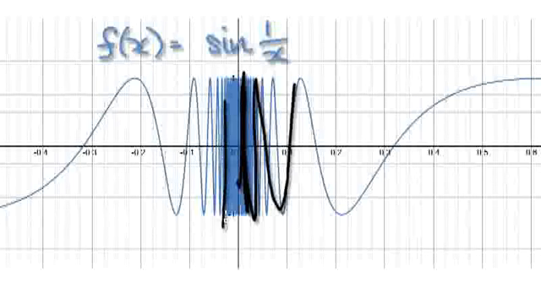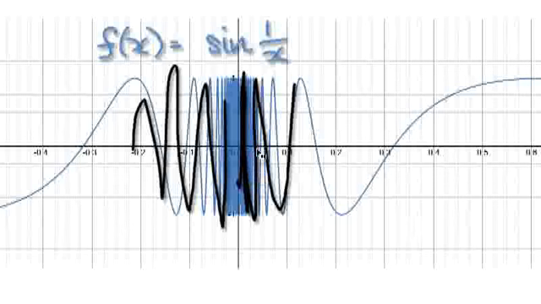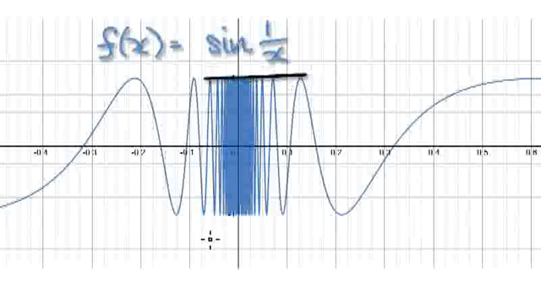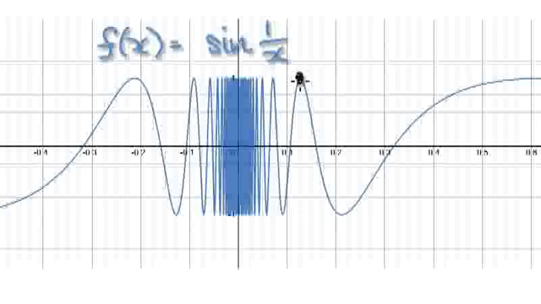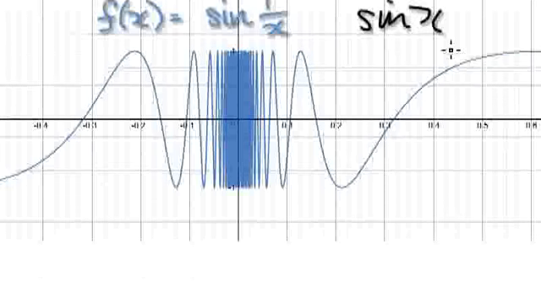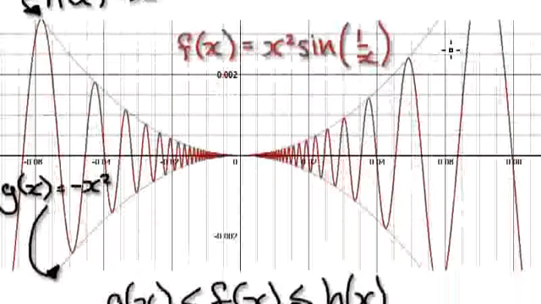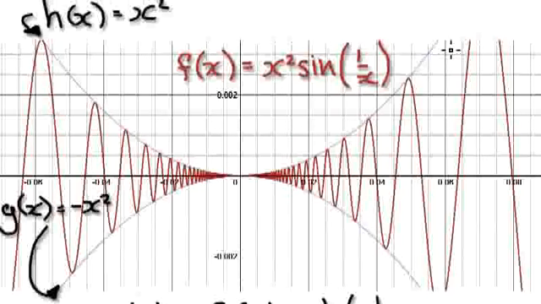This here is just like your sine of x, but the only difference is that it oscillates a lot faster as you head towards 0, but the height or the amplitude is still the same as sine of x. The height is positive 1, negative 1, positive 1. Now, when you start to combine it with x squared here, it will do this.